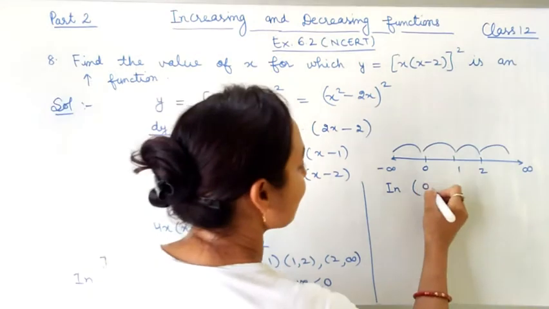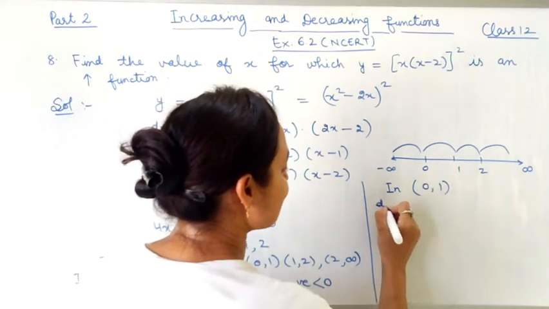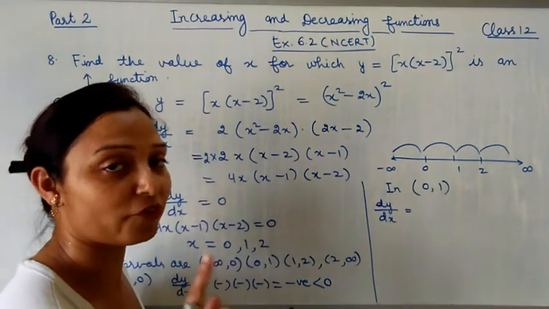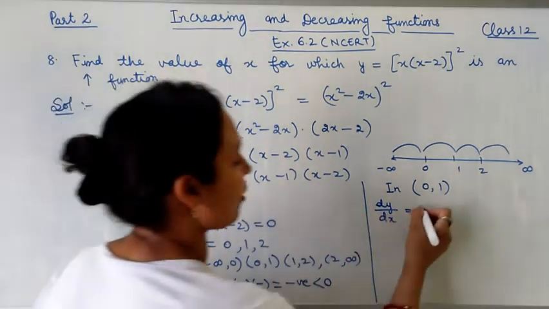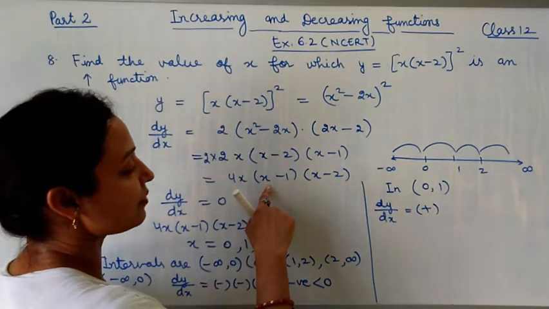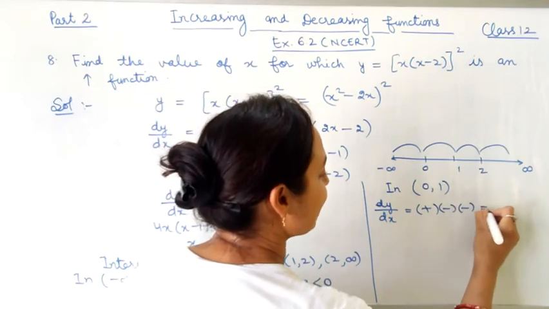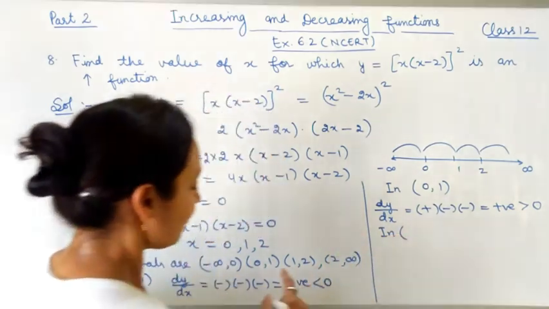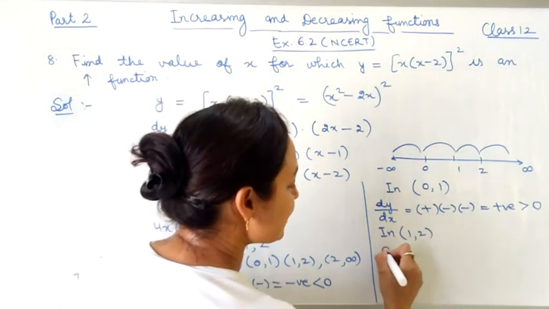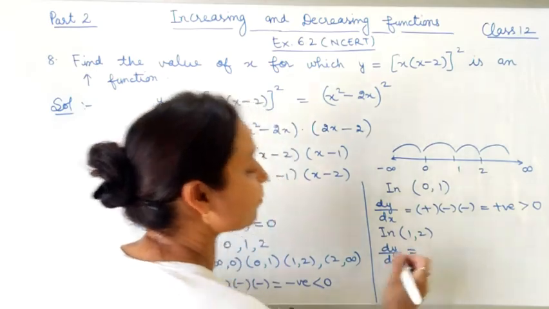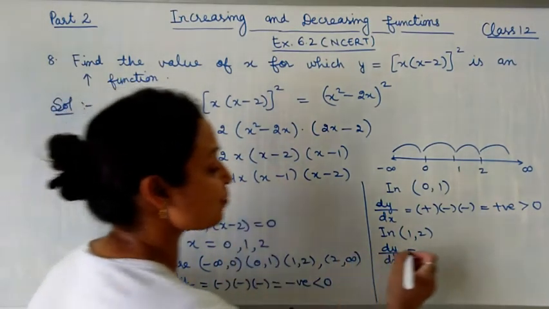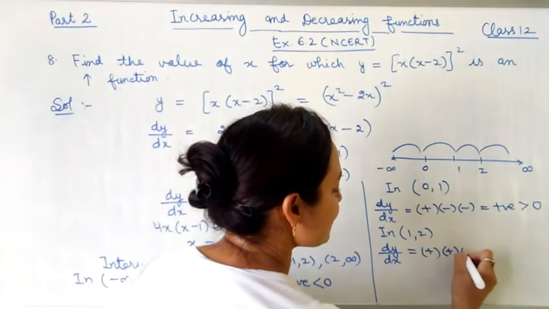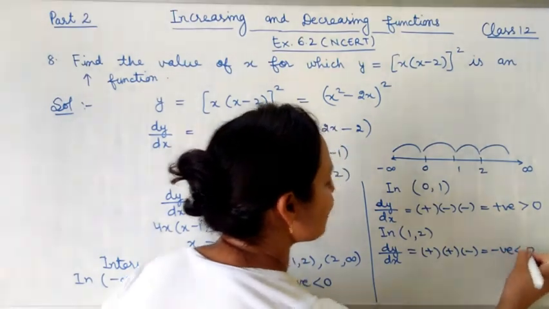Now the next interval, 0 to 1. f dash, that is dy upon dx, I will take 1 by 2, that is 0.5. This is positive, this is negative and the third one is negative, so negative, positive, greater than 0. Now in interval 1 to 2, for dy upon dx, I will take 1.5 in between. This is positive, then positive and negative, so it is negative, less than 0.